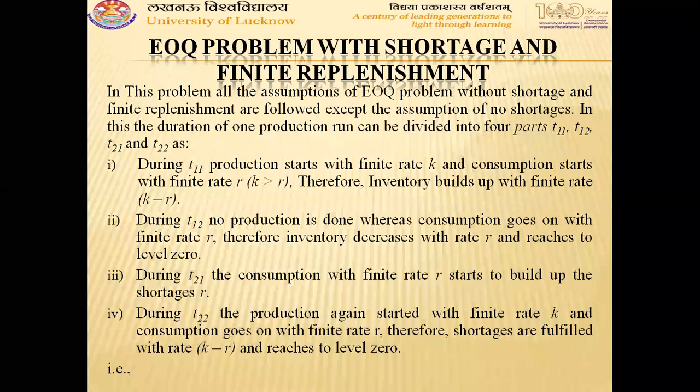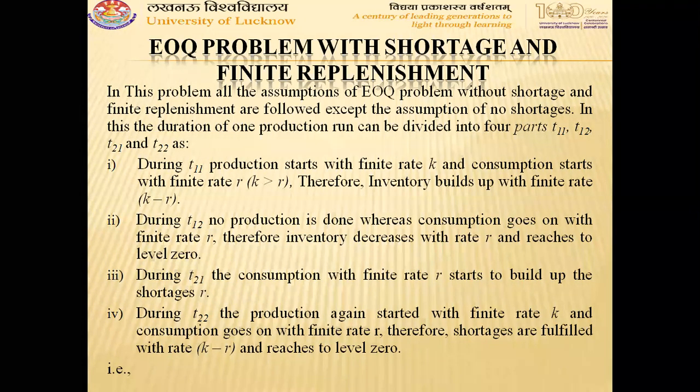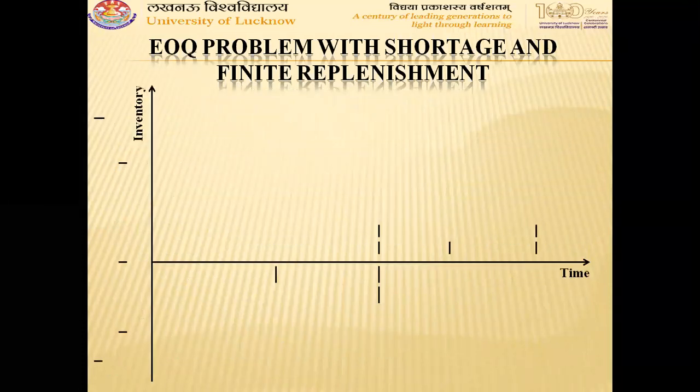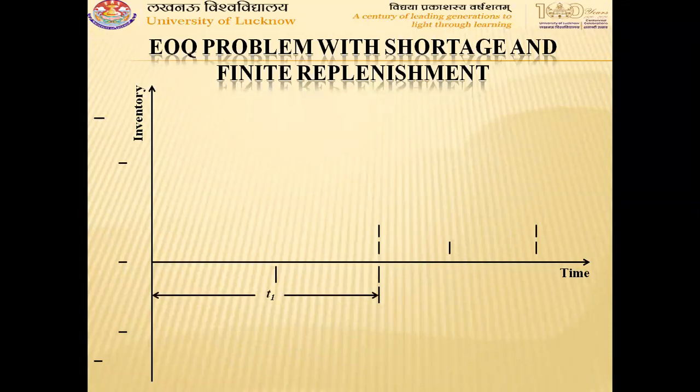Here we can divide the total duration of one production run into four parts: T11, T12, T21 and T22. I will explain with this graph. Here we have two axes, time and inventory. Now time is divided into two parts, T1 and T2. Further, T1 can be divided as T11 and T12.